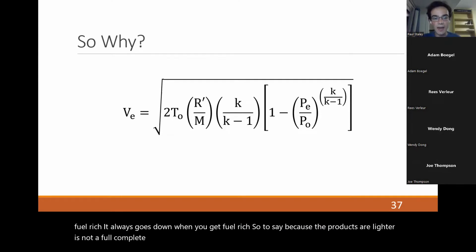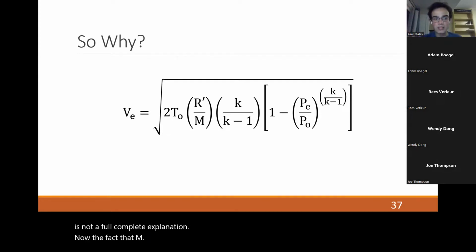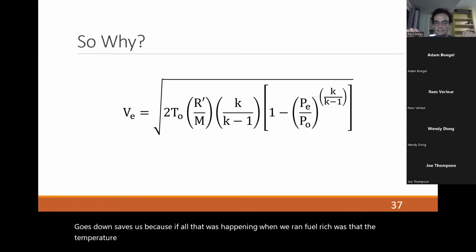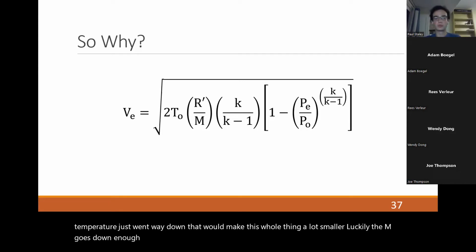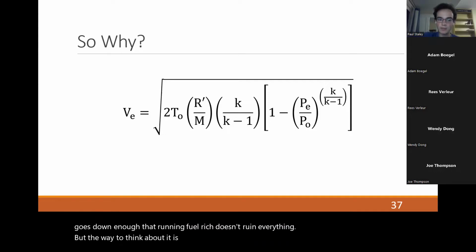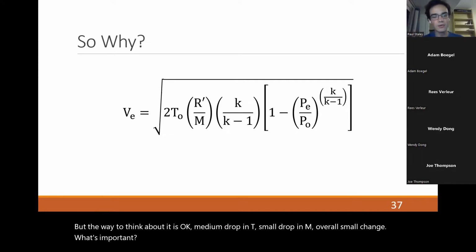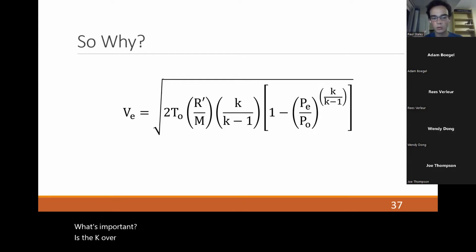Now, the fact that that M goes down saves us, because if all that was happening when we ran fuel rich was that the temperature just went way down, that would make this whole thing a lot smaller. Luckily, the M goes down enough that running fuel rich doesn't ruin everything. But the way to think about it is, okay, medium drop in T, small drop in M, overall small change. What's important is the K over K minus 1, or lambda over lambda minus 1.